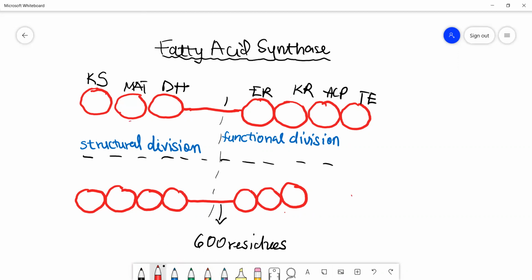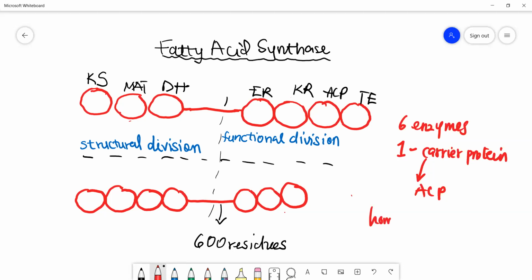There are 7 subunits. We have 6 of those subunits that are enzymes, right? And then 1 is what? A carrier protein. Now, we later know that this carrier protein is what? ACP. Now, the enzyme fatty acid synthase works as what we call a homodimer.